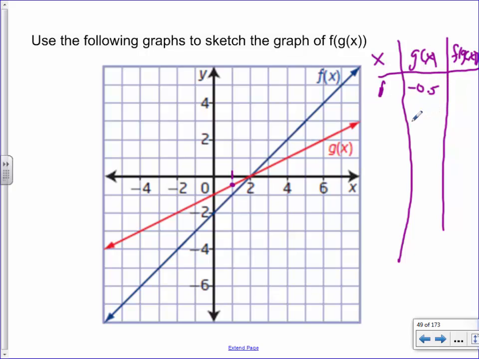Now that I have negative 0.5, what I have to do is plug that into the f equation. The f equation is the blue line. But the question is, where do I look? The answer is I look right here. See how this would be where negative 0.5 is? Now take negative 0.5 and drop it down to this equation here.